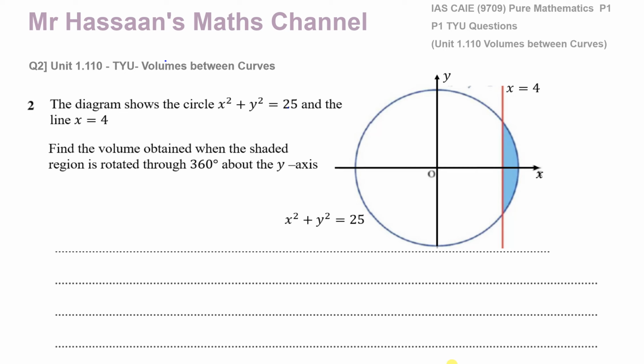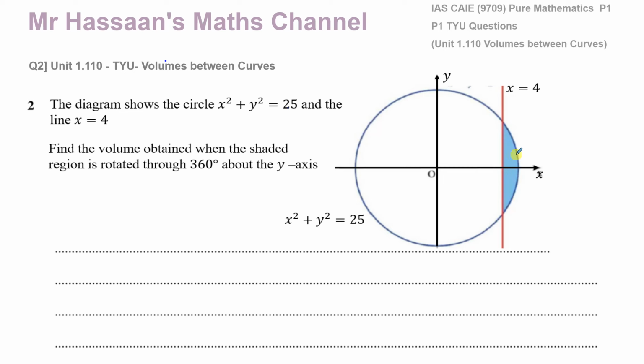But anyway, here we have a circle which has the equation x squared plus y squared equals 25. And we have this little area enclosed between the circle and the line x equals 4. We want to find the volume obtained when the shaded region is rotated 360 degrees about the y-axis.